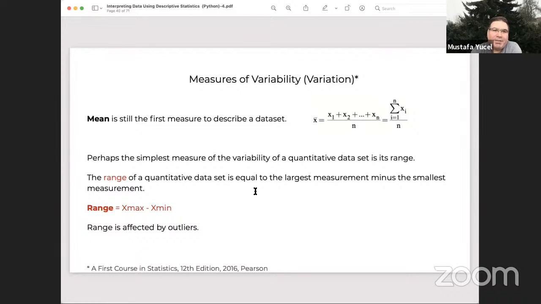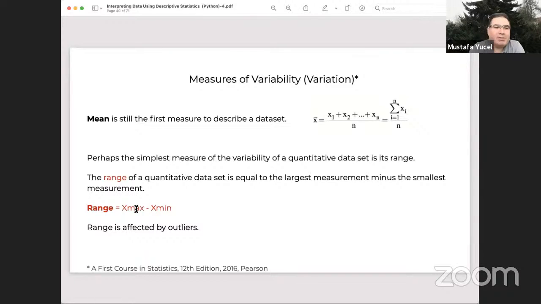Another measure is the range. Here, range is very simple. We calculate the maximum of the data set and the minimum of the data set. When we subtract the minimum from the maximum, we get the range.